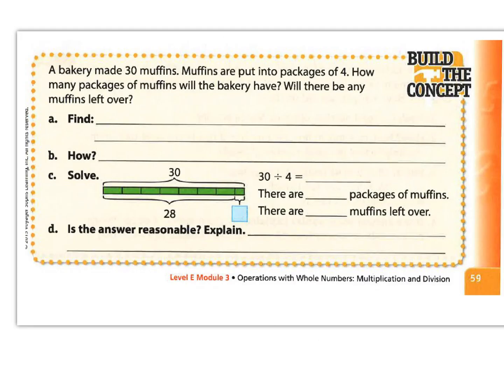Okay, this says a bakery made 30 muffins. Muffins are put into packages of 4. How many packages of muffins will the bakery have? Will there be any muffins left over? So we need to find the number of muffins per package. And how are we going to do that? Well, we're going to have to divide it up. Okay, so we're going to use division.